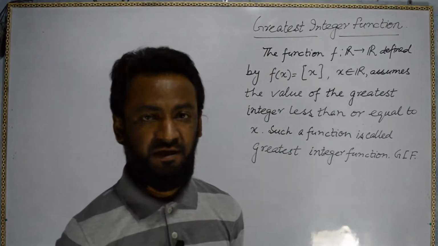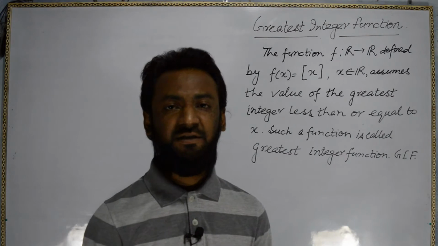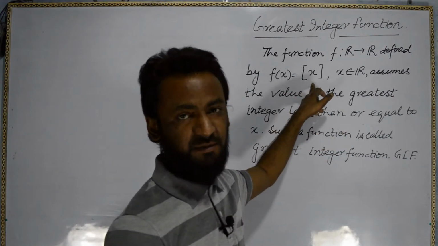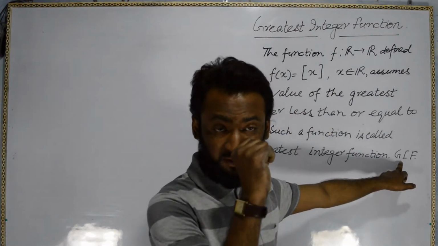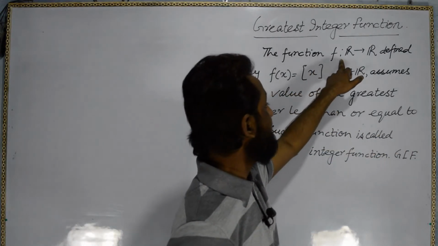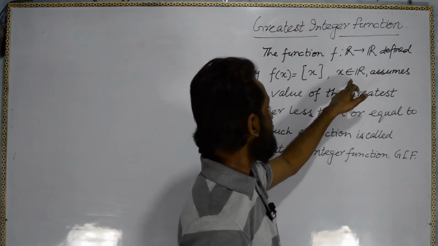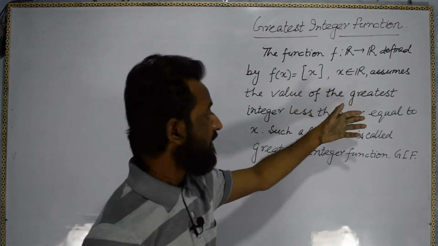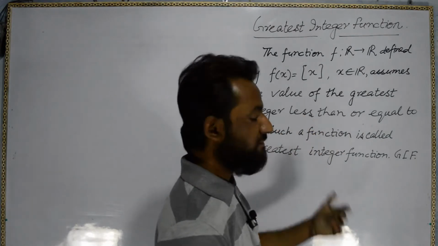Next topic is greatest integer functions, or the greatest integer function. It is a function defined as f(x) equal to bracket x. Sometimes we call it bracket x, or by the short name GIF, greatest integer function. How is it defined? We have a function f which maps from real numbers to real numbers, so x belongs to R. So basically that is the domain here, we will discuss later.